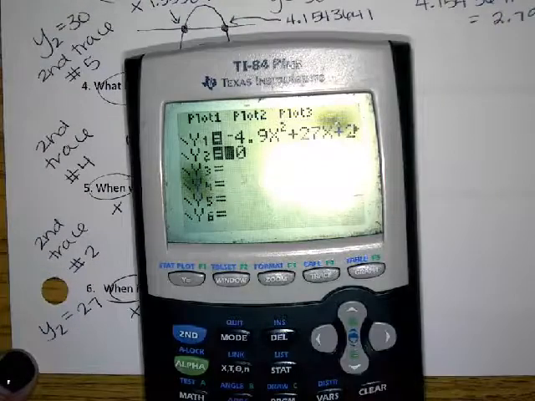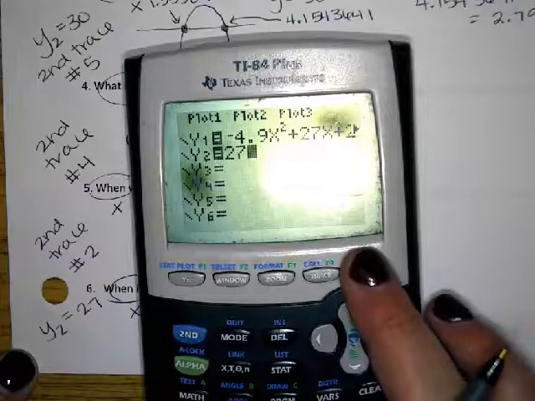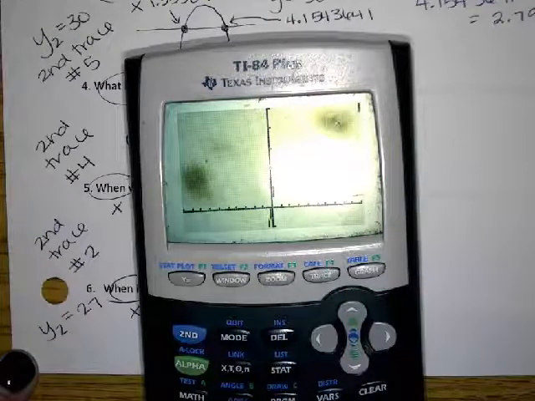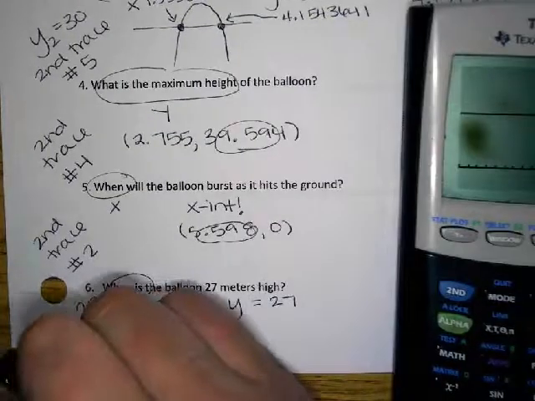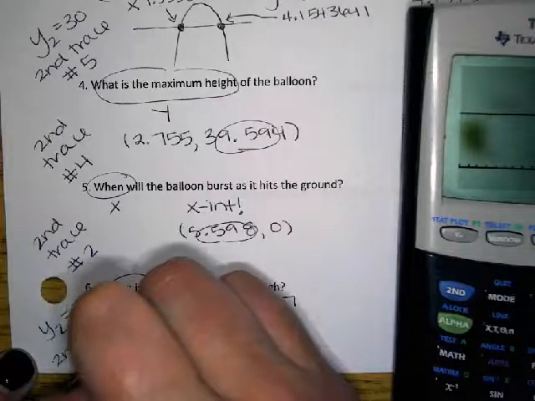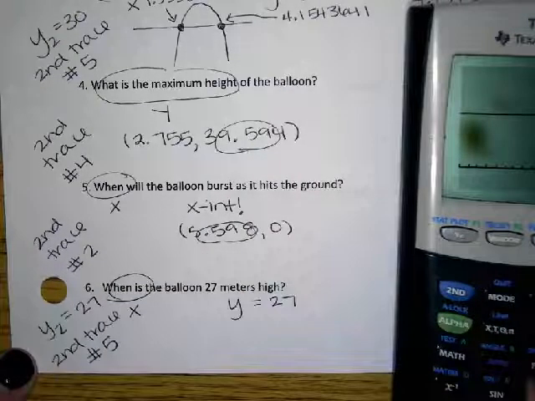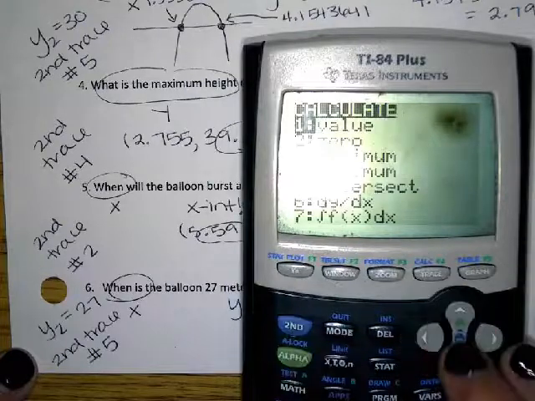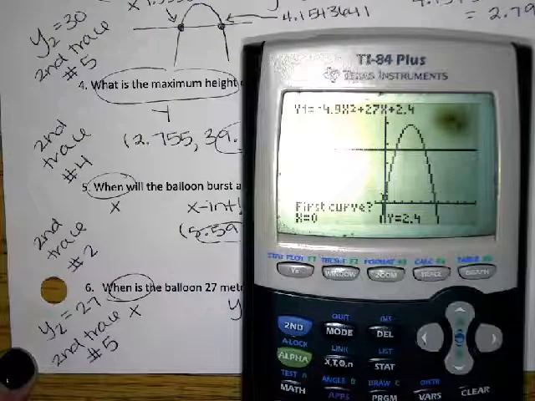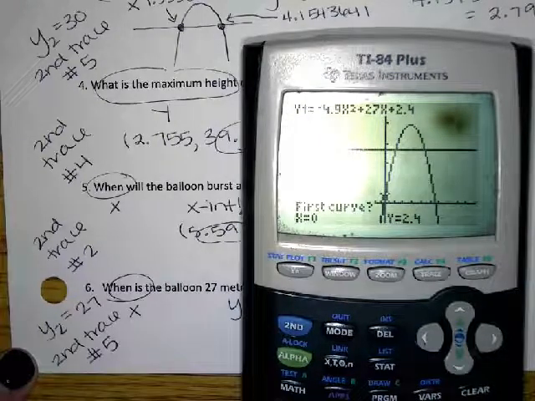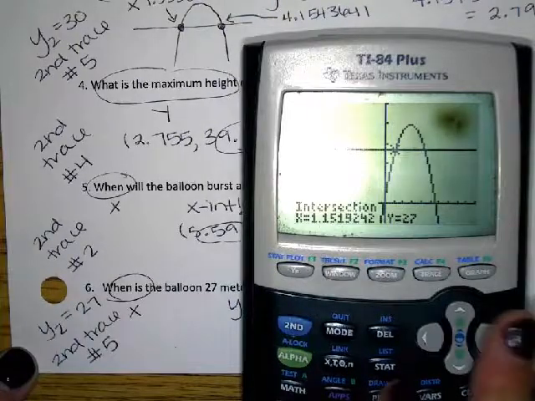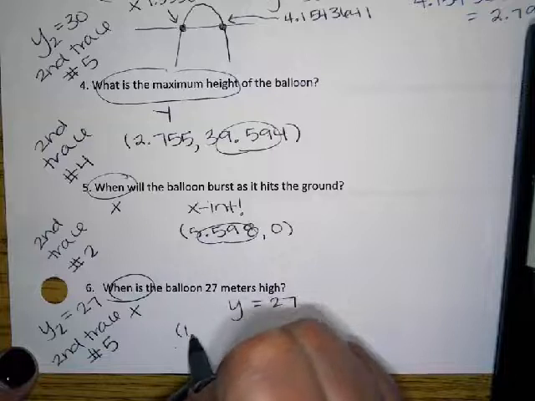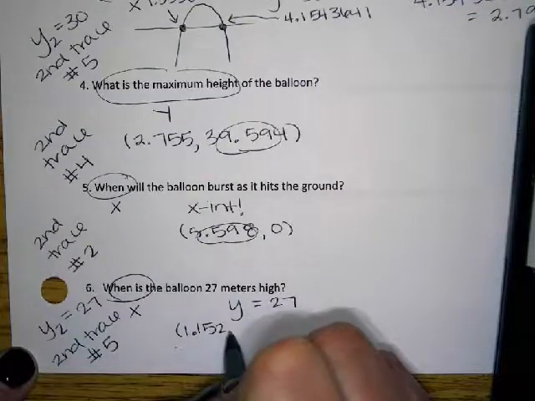And second trace number 5. Okay. And then what do I do? Yeah, enter, enter, enter, because we're looking for the first one, so I don't even have to move it first. Enter, enter, enter. Okay, so my first answer, 1.152. So this one I don't have to worry about rounding because these are just the answers. It doesn't say how long it is 27 meters high. It just says when. I just got to say when.